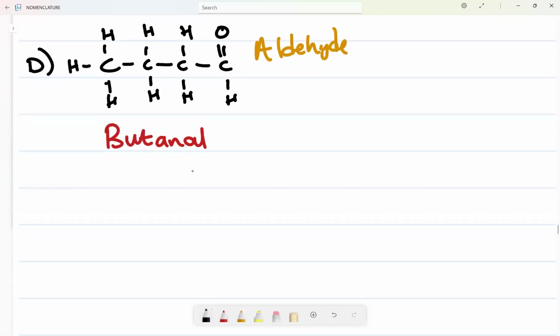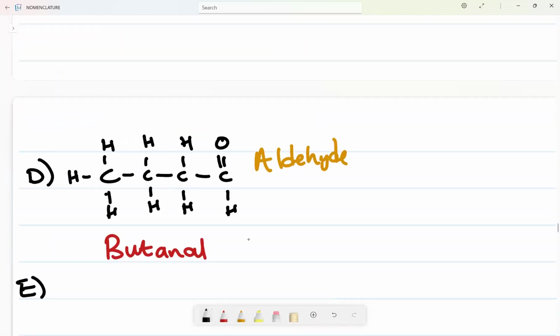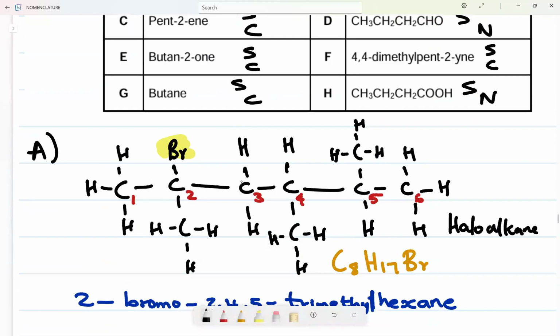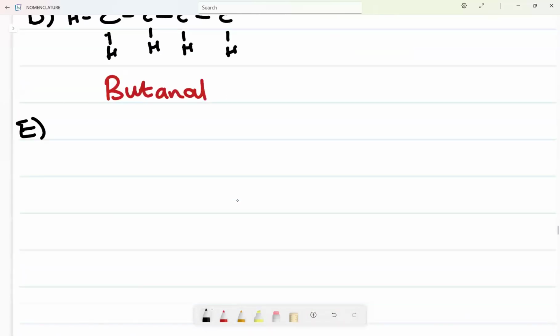Let's look at E. On E, I'm given butan-2-one. This is a ketone. How can I draw that? Butan tells me about 4 carbons. So I'll say, okay, 1, 2, 3, 4. Butan-2-one. The 2 tells me it is on carbon number 2.